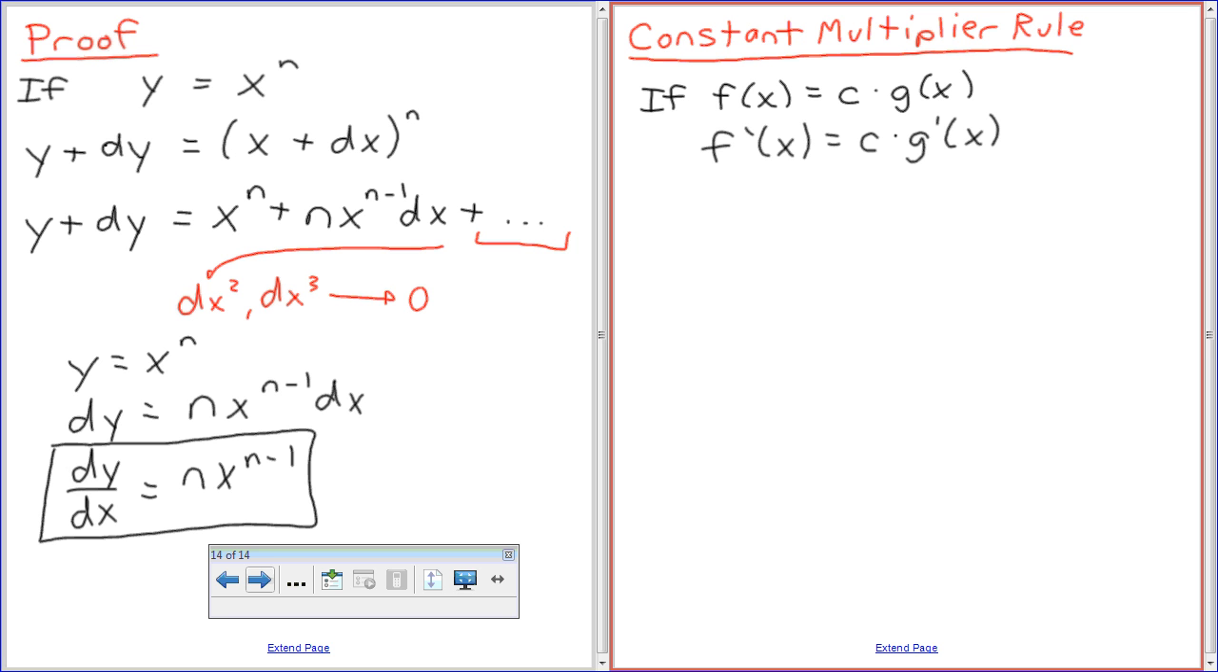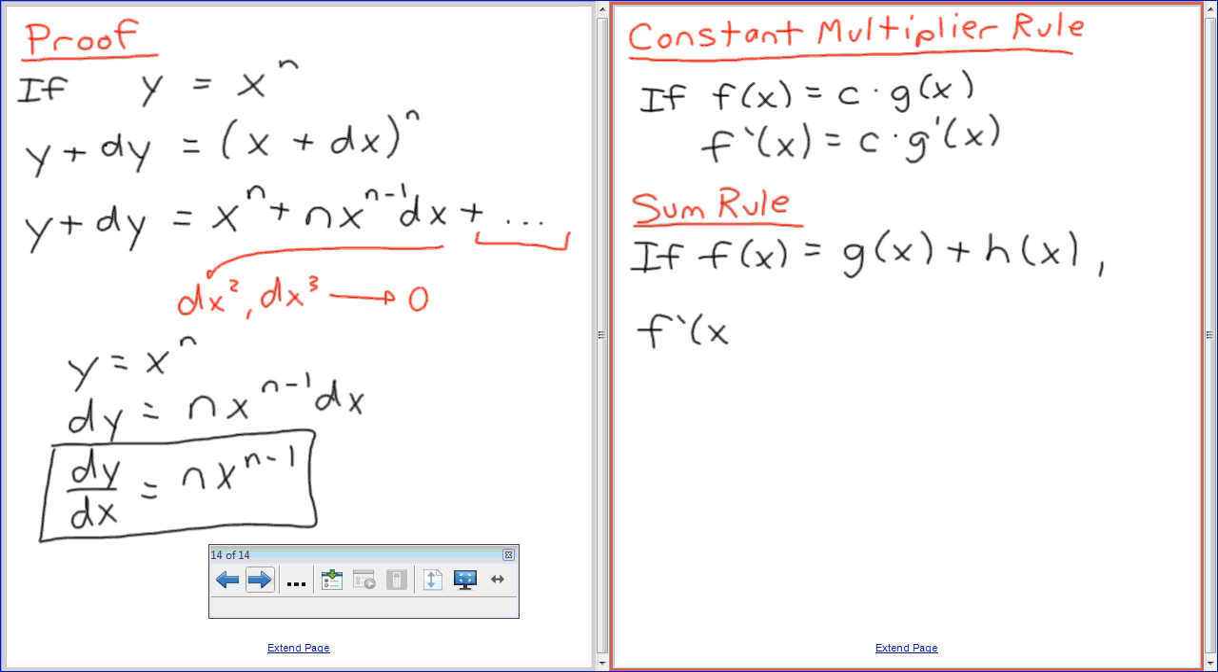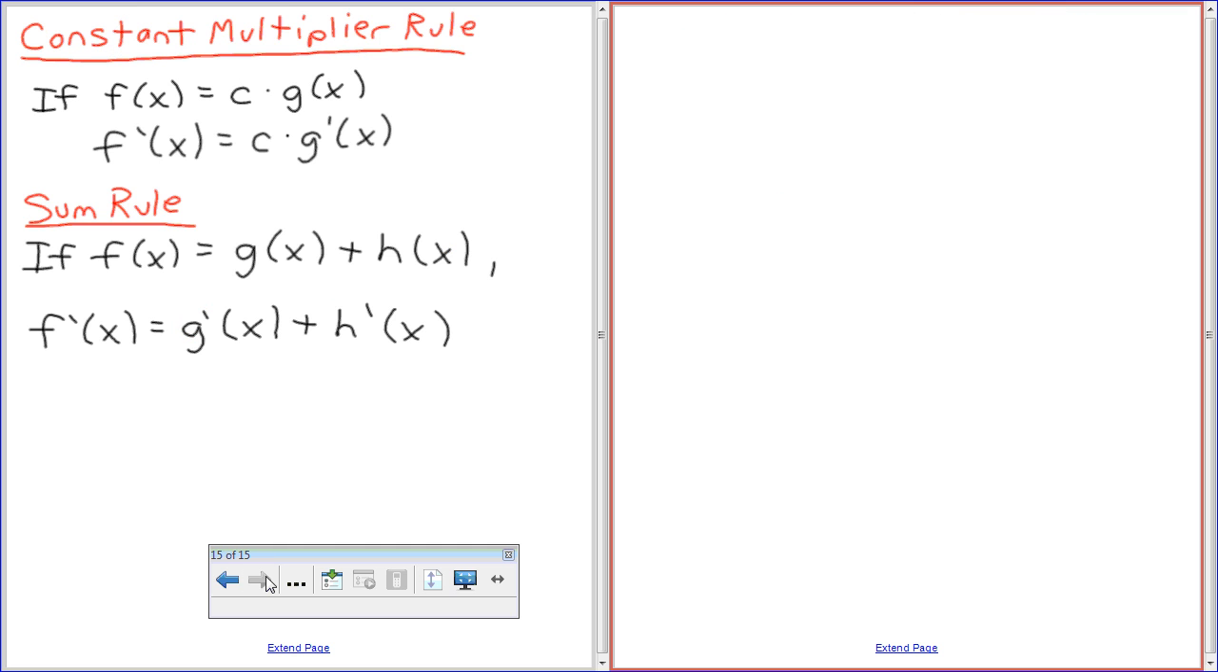Sum rule. It says if f of x equals g of x plus h of x, then f prime of x equals g prime of x plus h prime of x. And we already implied that before.